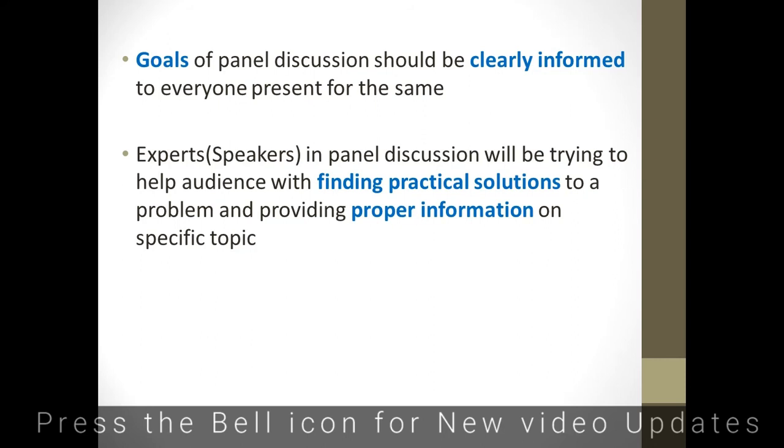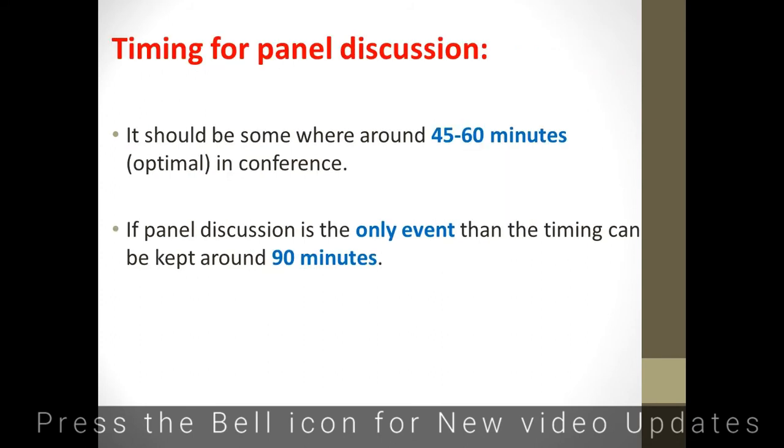Remember, the goal of the panel discussion should be clearly informed to everyone present. It should be clearly known by the moderator, speakers, audience, as well as the organizers. Speakers in the panel discussion will try to help the audience find practical solutions. What are the possible solutions? The speakers will try to provide the proper information, and arrange it in such a way that it can be implemented in the form of a strategy. So they'll help to get a practical solution based on their capability.